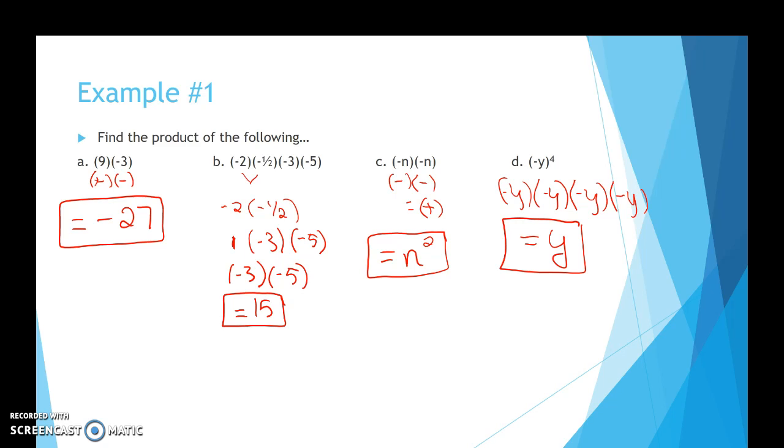When the exponent is an even number like this, and you're multiplying it out, you're going to have a positive answer. If this were an odd number like 5, then your answer is going to be negative. Because if you think about it, multiplying an even number of negatives ends up being positive, and multiplying an odd number of negatives gives you a negative answer. We can practice some more problems like this in class.